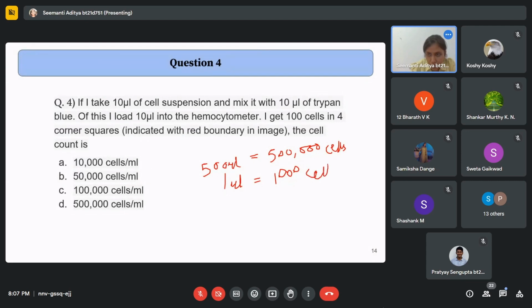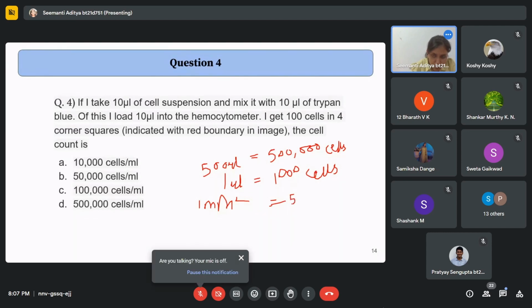So now we have to plate the cells in a round cover slip in such a way that 1 millimeter into 1 millimeter square should have around 500 cells, right? Now they have given that the cover slip is round. So the round cover slip's surface area is pi r square.